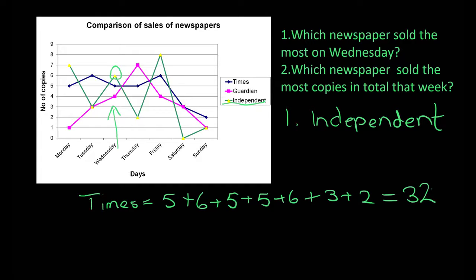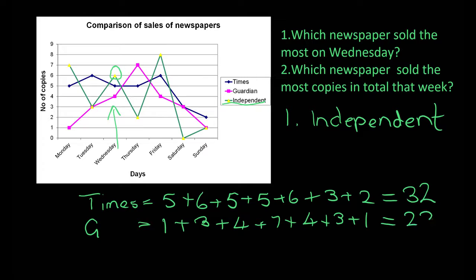We do the same again for the Guardian. I'm going to cheat and just say G this time in the interest of time. So Guardian is the pink line, so we've got 1 plus 3 plus 4, apologies for that 3, plus 7 plus 4 plus 3 plus 1, and if you add all of those together you get 23.